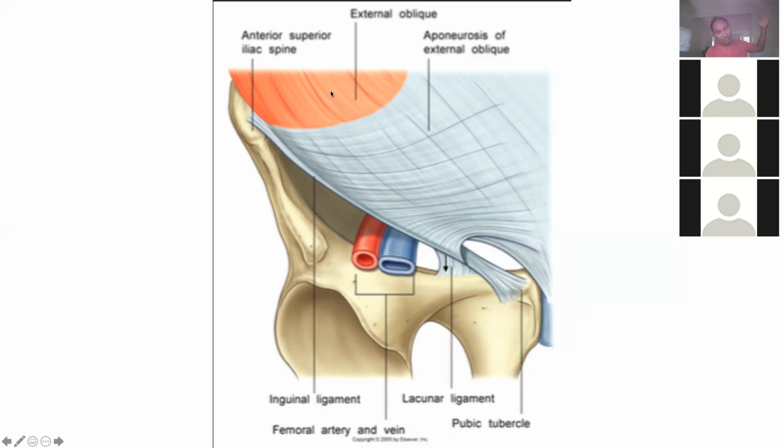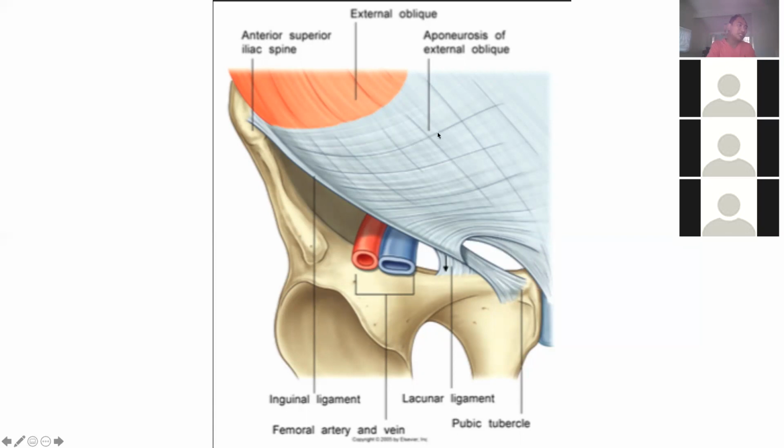The external oblique aponeurosis gradually comes towards the center. The muscle will change into aponeurosis. This aponeurosis rolls and curls up here, trying to attach to the superior pubic rami and the pubic tubercle. By splitting into two, it is making a hole. This hole is called the external ring. It is a little ring, a defect in the external oblique aponeurosis. That ring is called the superficial ring of the inguinal canal.